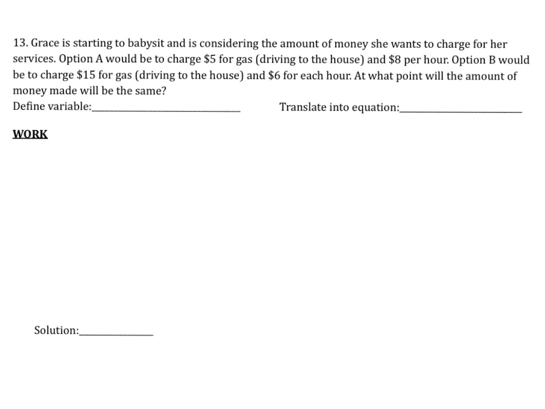Okay, number 13, Grace is starting to babysit and is considering the amount of money she wants to charge for her services. Option A, she could charge $5 for gas, just driving to the house, and then $8 per hour. That's for option A. Option B would be $15 for gas and then $6 for each hour. At what point will the money she makes be the same? Okay, so that means we want option A to equal option B.